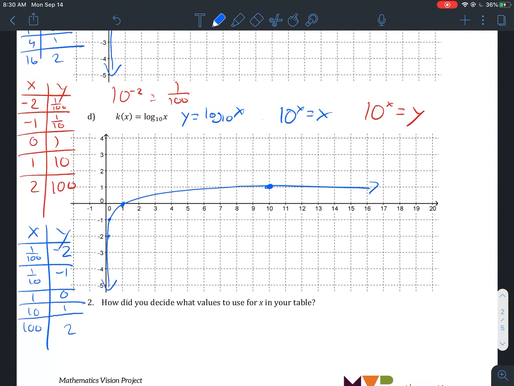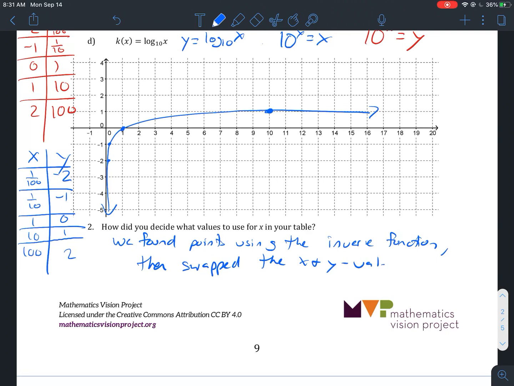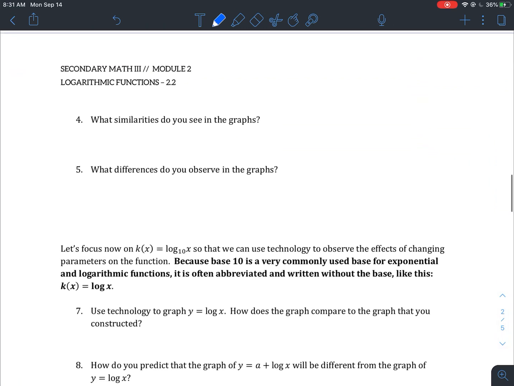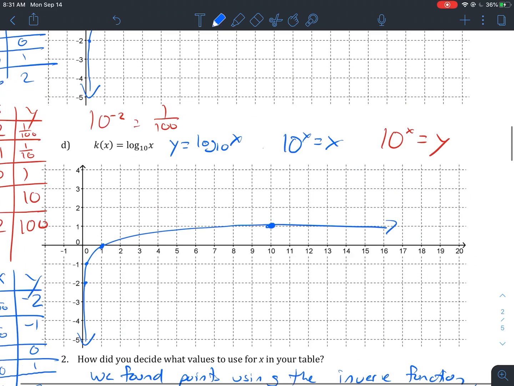So it says, how did you decide what values to use for x in your table? So what you can say is that you found points using the inverse function, then swapped the x and y values. All right, so for number 4, it says, what similarities do you see in the graphs?